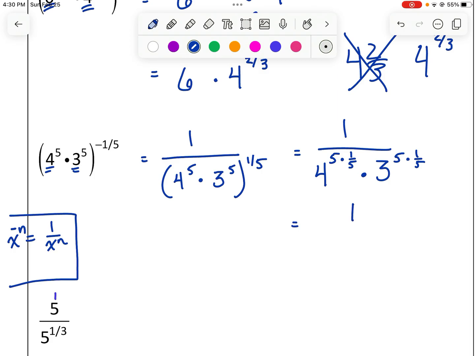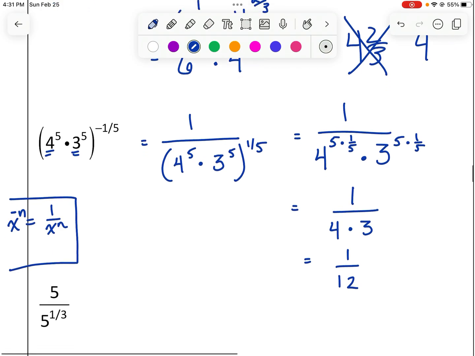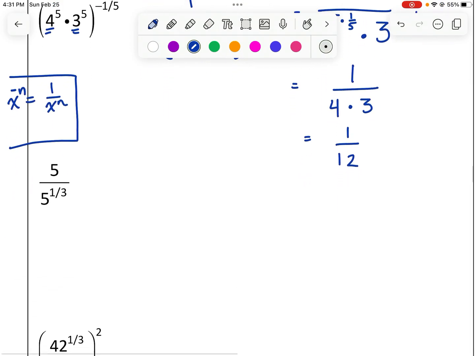And 5 times 1/5 is 1. So that becomes 1 over 4 times 3, 1 over 12. If you need to at any point in time, pause, rewatch, rewind if you don't follow any of this. All right. So now let's go ahead and continue. All right. So we can now look at this division problem. So the exponent understood to be on this 5 is a 1. And we're dividing, so we're going to subtract our exponents.